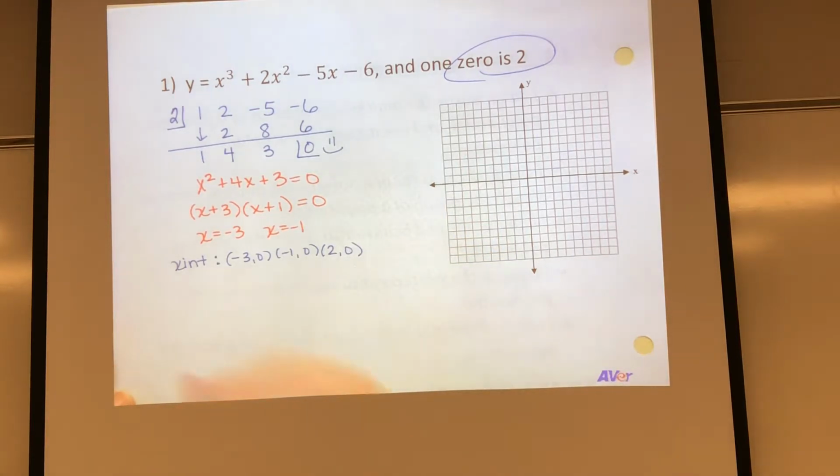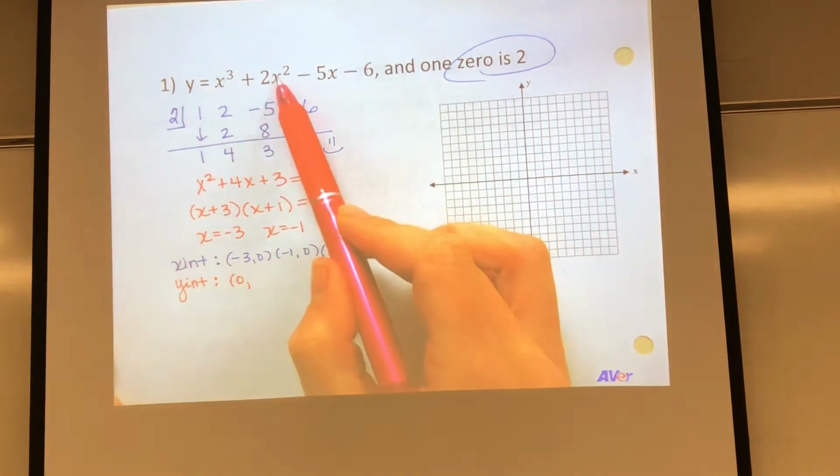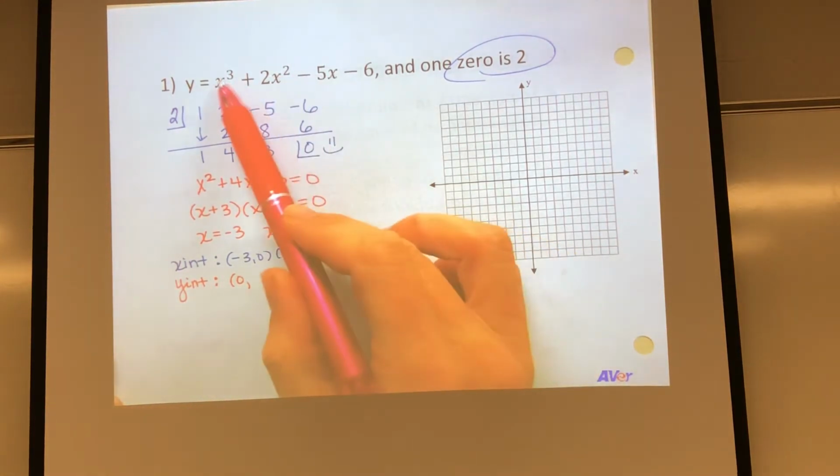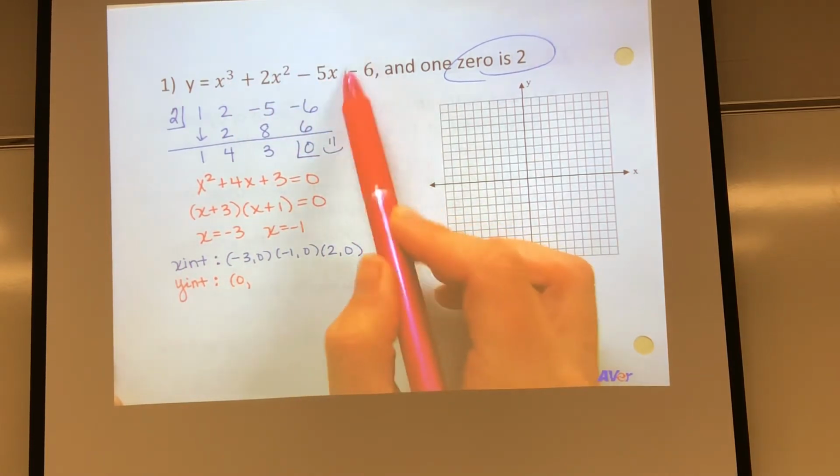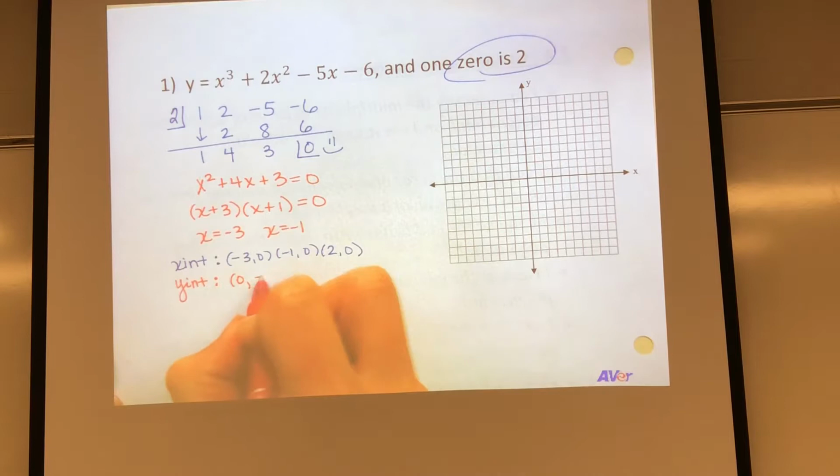All right, next up on our list is to find the y-intercept. To find the y-intercept, we just put a 0 in for the x-coordinate of all of these x's. So if we put a 0 in for all of them, they're all going to go away. So we're just left with this constant, -6.